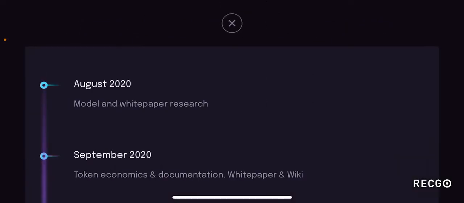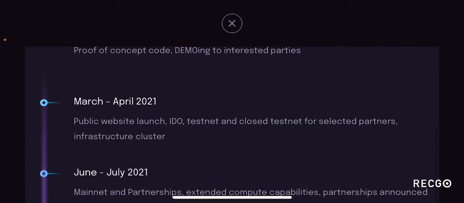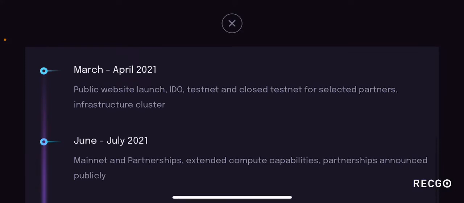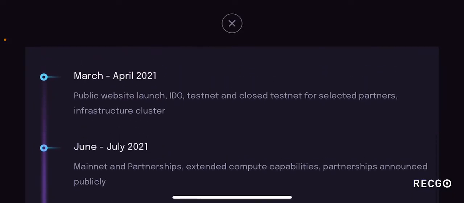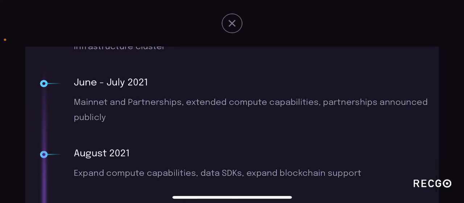So if you check their roadmap, again, if you click on it, you can clearly see that they are trying to push forward with their plan of trying to integrate with Polkadot. So if you see from March and April, they stated public website launch, IDO testnet and closed testnet for selected partners, infrastructure clusters. So again, they launched their testnet last month, and I think currently they are still working on integrating the mainnet features, as well as they're in the process of adding new partners to their team.